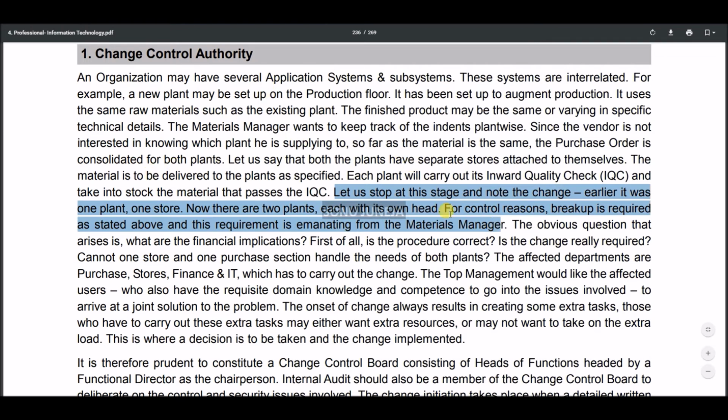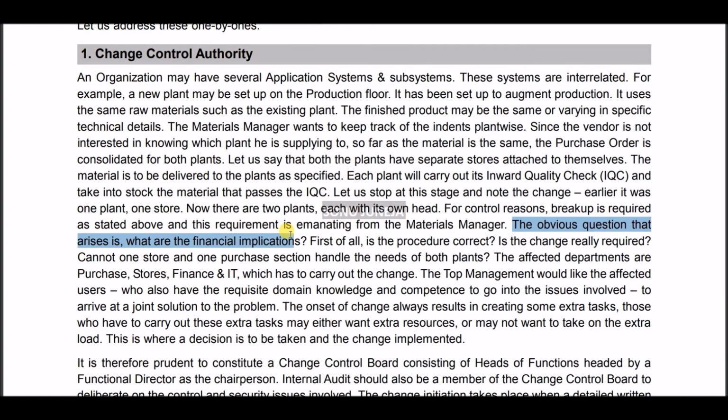Now over here the obvious question is: what are the financial implications of adopting a new plant? Is the procedure correct? Is the change really required? Cannot one store and one purchase section handle the needs of both plants? The affected departments are purchase, stores, finance, and information systems, which are carrying out the change.